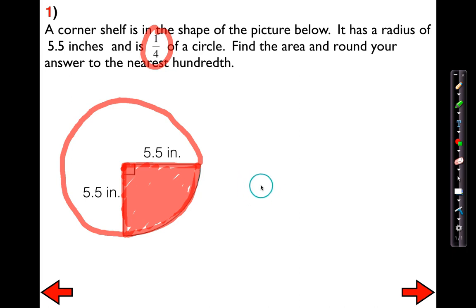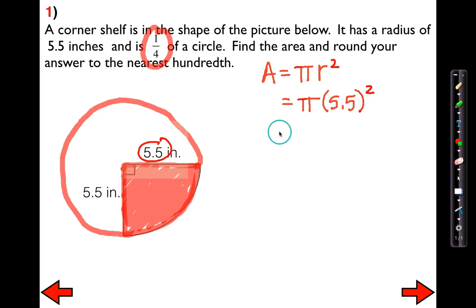So what should I do? Well, if it was up to me, I would find the area of the entire circle and simply take 1/4 of it so I can figure out exactly what the area is of this shaded area. So let's first start with that. We're going to find the area of the circle. So area equals pi times the radius squared. So what is the radius? Well, the radius is 5.5. So let's put pi times 5.5, and we're going to square it.